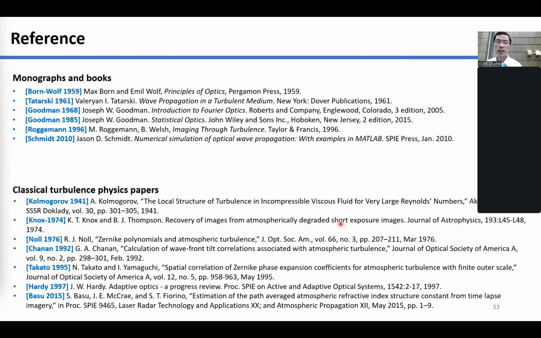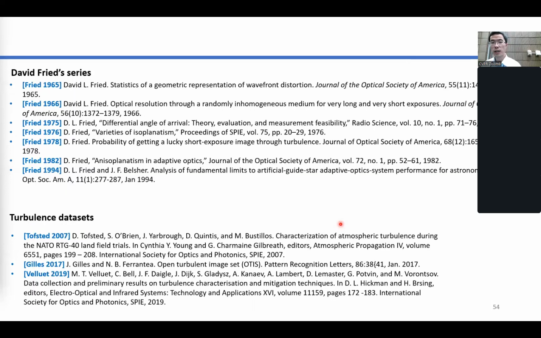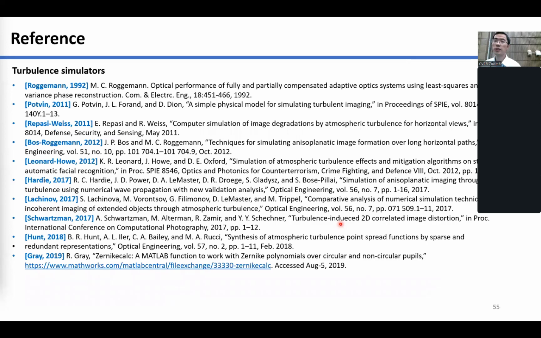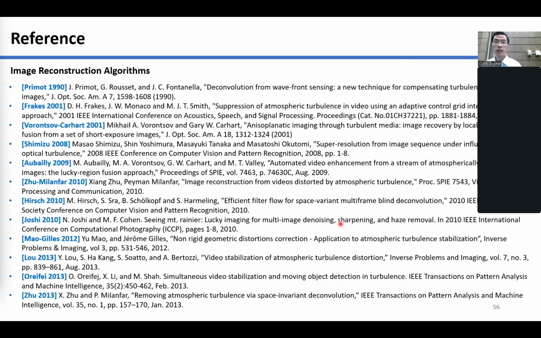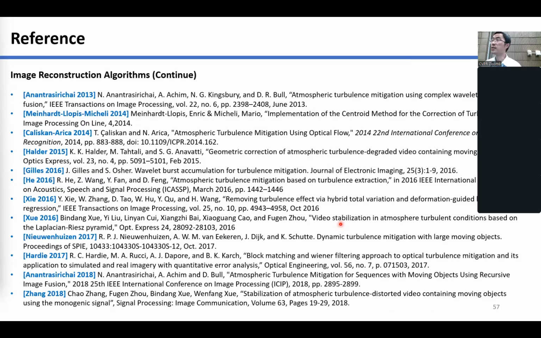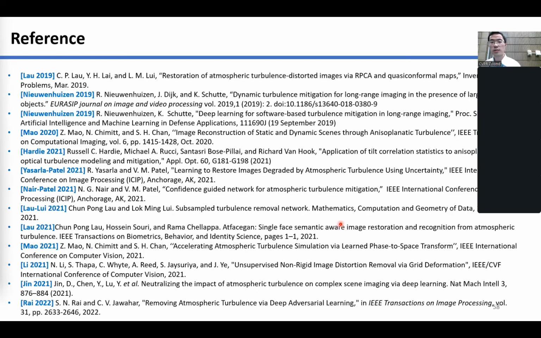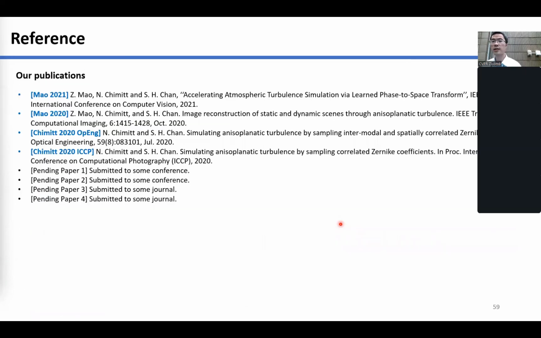Then there are classical physics papers, a whole series of papers by David Fried, a lot of papers on turbulence data sets, simulators, different types of simulators, and reconstruction algorithms. That is more because I know in this community, we care more about the reconstruction methods. So there are a ton of these methods from classical to deep neural networks. You can see the list keeps going. I hope this list will be useful to you. And finally, we have our publications. If you go to our website, you can see that. Pending papers 1, 2, 3, 4. We have those lining up.